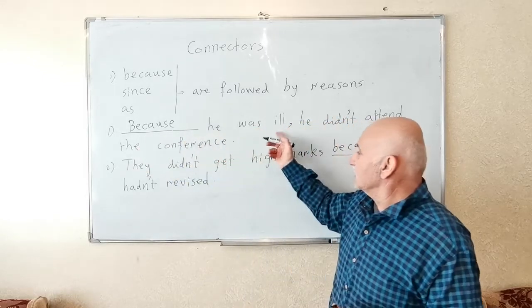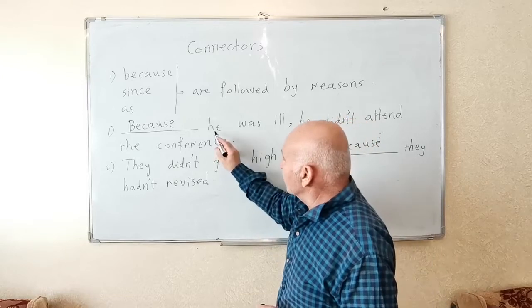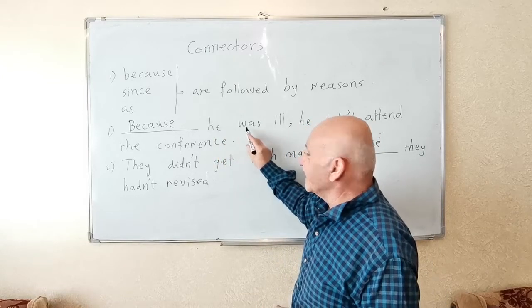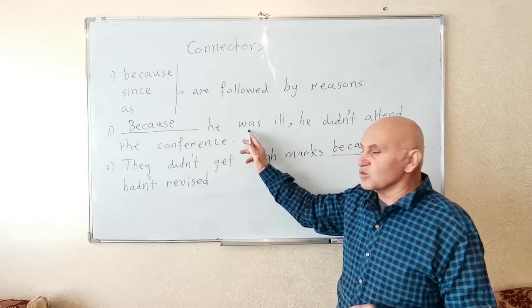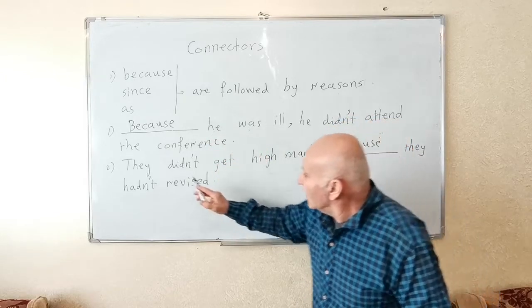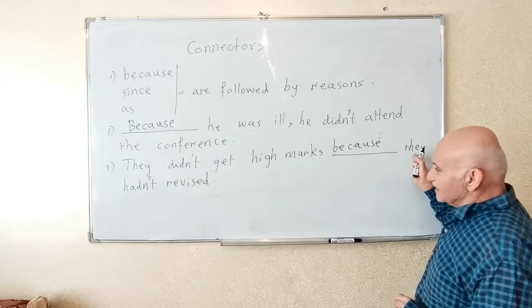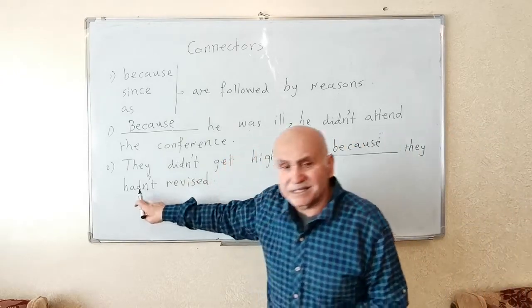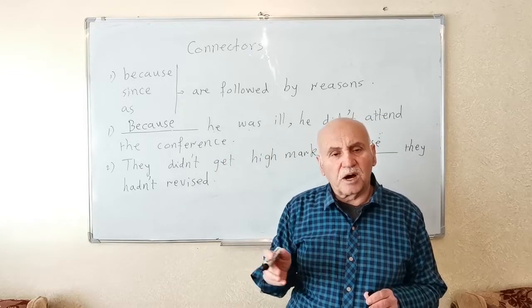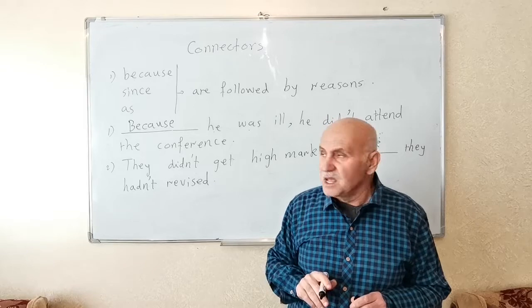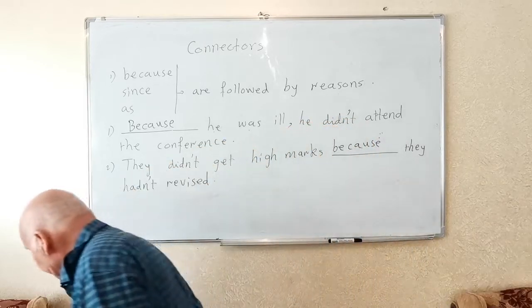Because, since, as are followed by a reason: because he was ill. Another thing is that they are followed by a subject, then a verb or a helping verb. He is a subject, was is a helping verb. They didn't get high marks because they is a subject and hadn't is a helping verb, or they can be followed by main verbs. This is the first thing.